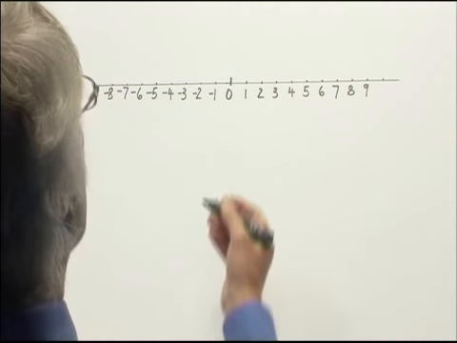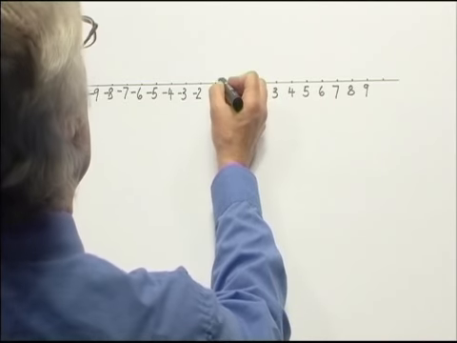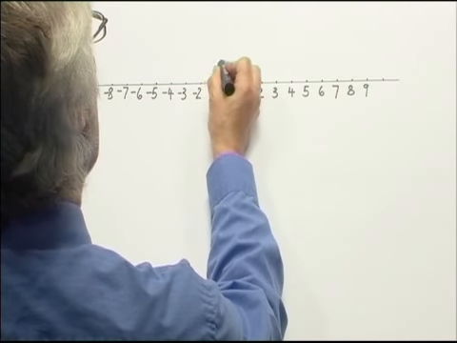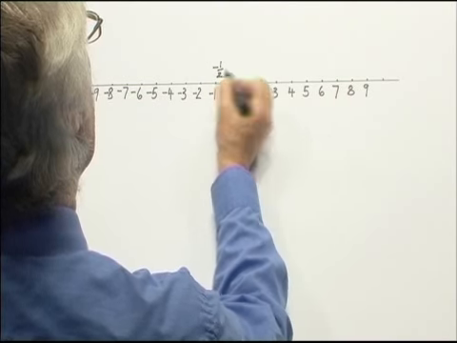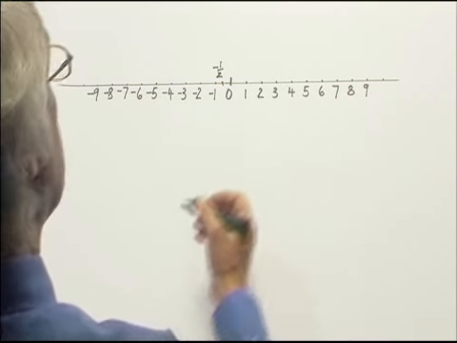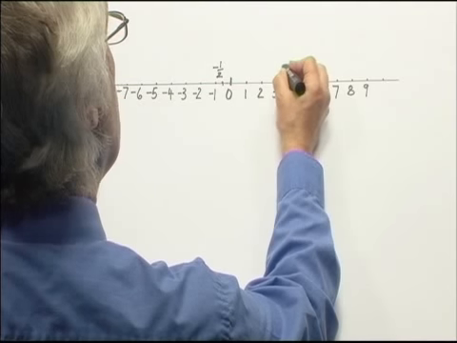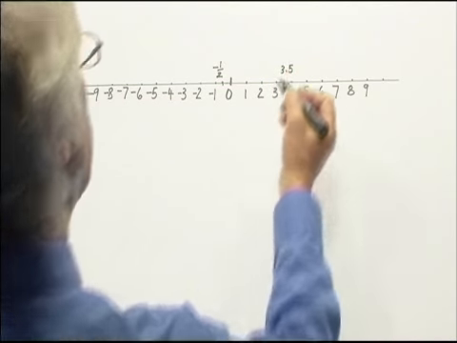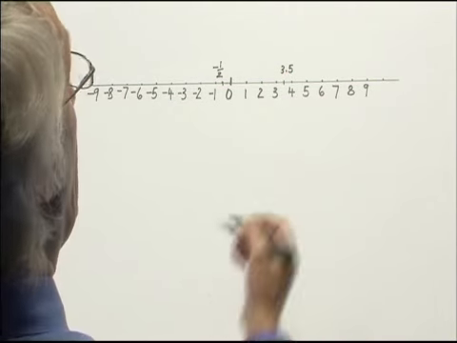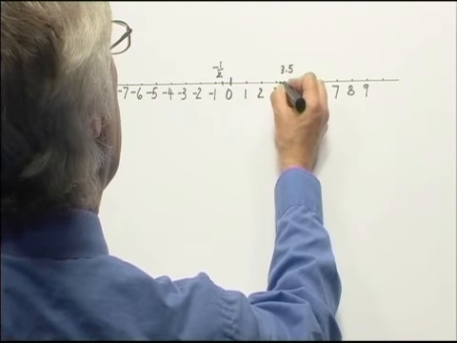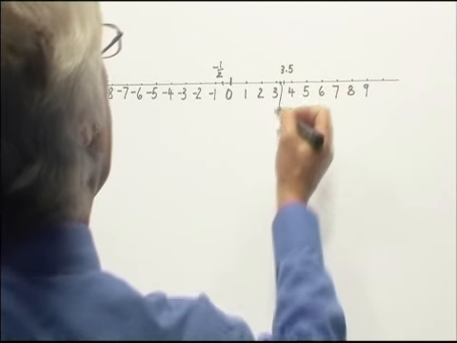We can also put the fractions on as well. So for example, the real number -1/2 would lie somewhere in here. Decimal numbers like 3.5 would be somewhere in there. And even numbers like pi will have a place somewhere in here as well. So pi is going to be in there somewhere. So the point is that all real numbers have their place on this real number line.